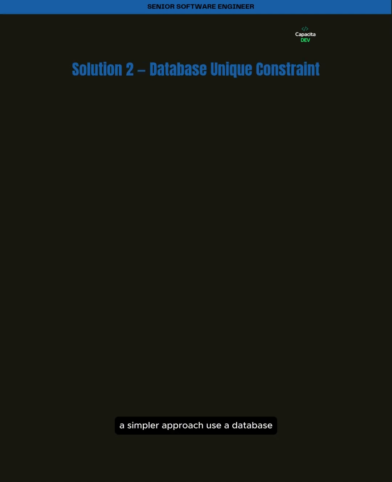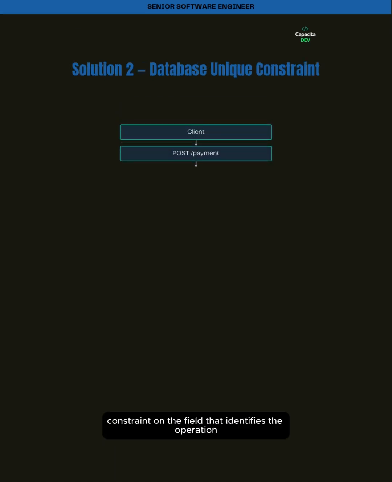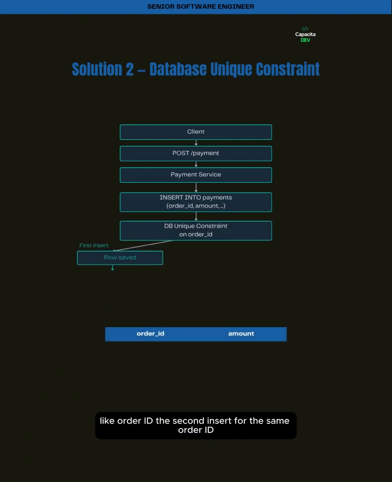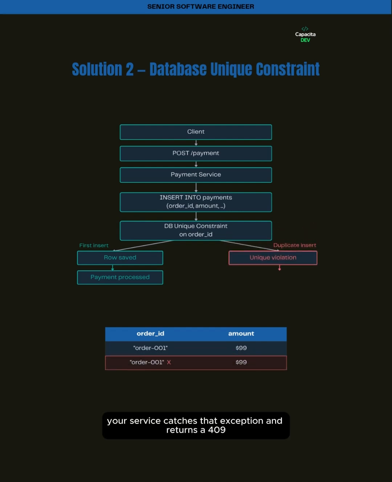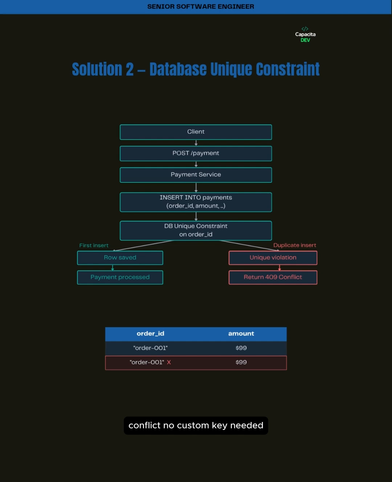A simpler approach. Use a database unique constraint on the field that identifies the operation, like order ID. The second insert for the same order ID throws a unique violation. Your service catches that exception and returns a 409 conflict. No custom key needed, but this only works when you control the database schema and the identifier is truly unique per operation.